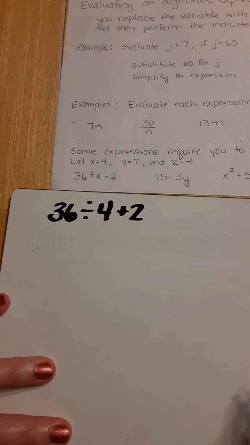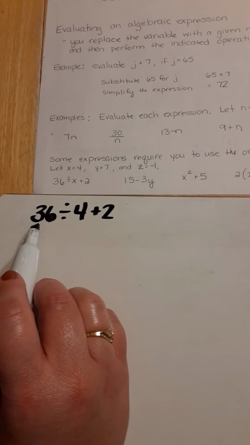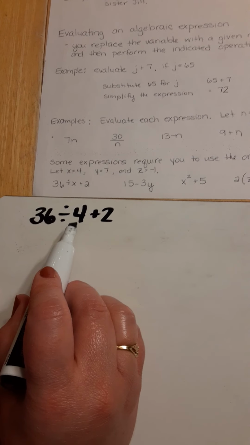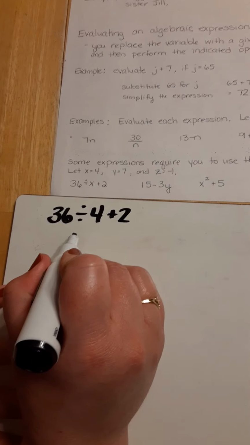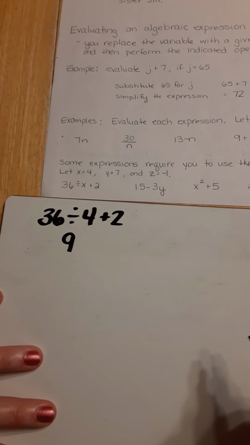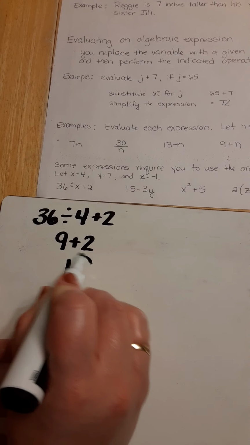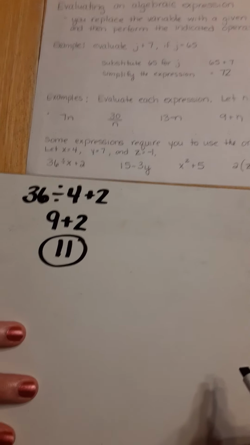Now, remember order of operations, division comes before addition. So I need to first do 36 divided by 4. 4 times 9 I know is 36. So 36 divided by 4 is 9. And then I have to do my addition, so my final answer is 11.